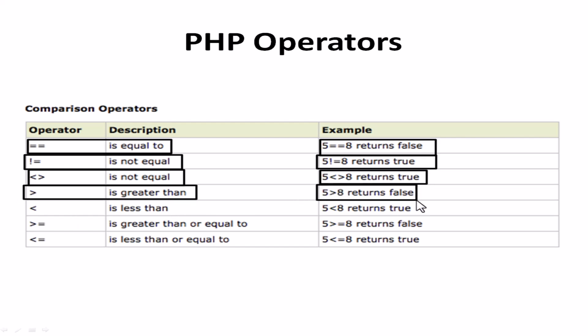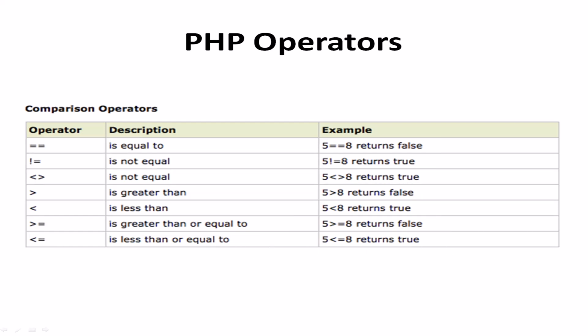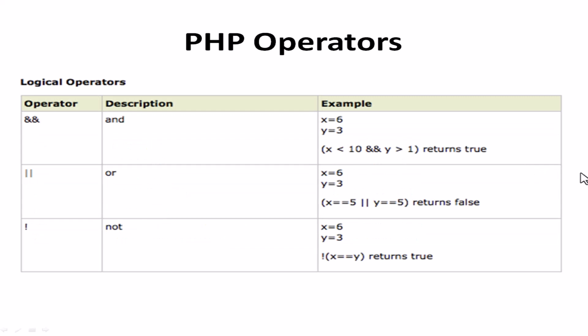Greater than operator. Here we are going to use 5 is greater than 8. It returns false because 8 is bigger than 5. Next one, less than, 5 is less than 8, which is going to return true because 5 is less than 8. Next one, greater than equal to. Here 5 greater than equal to 8 is going to return false. Less than equal to. 5 less than or equal to 8 is going to return true.